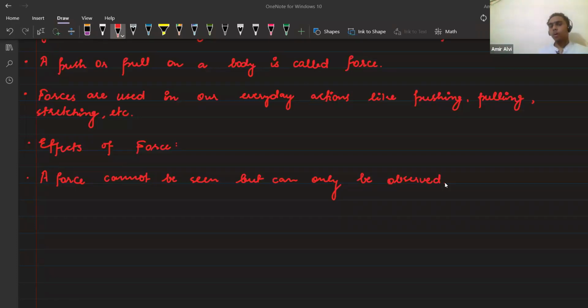If you talk about the effects of forces, a force can move a stationary object, a force can stop a moving object. Force can change the direction of a moving object as well, and force can change the shape of an object as well. Suppose you have a balloon. If you press the balloon, what will happen? It will become distorted. Yes or no?